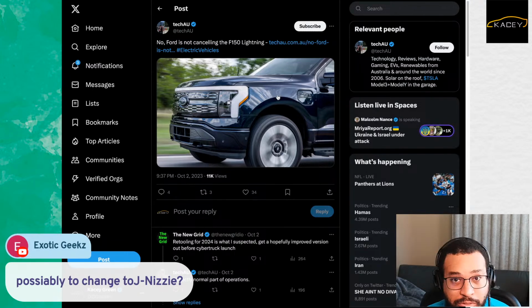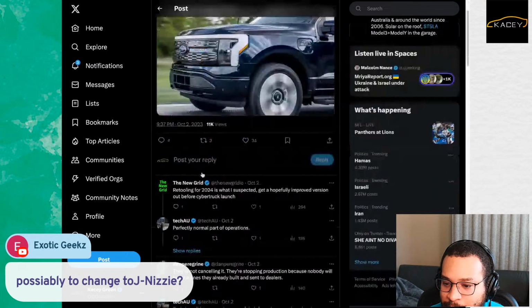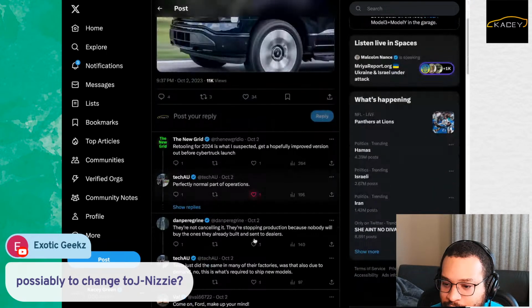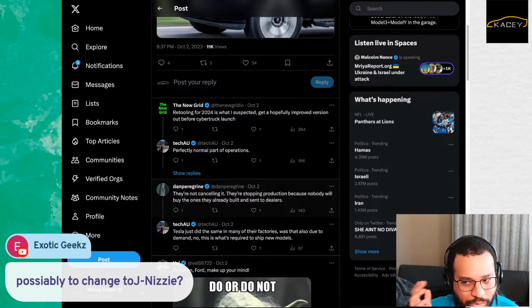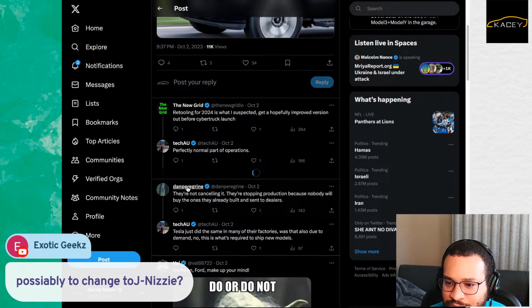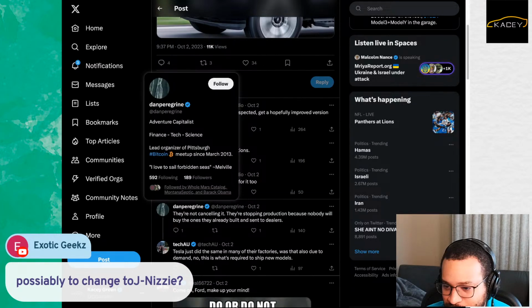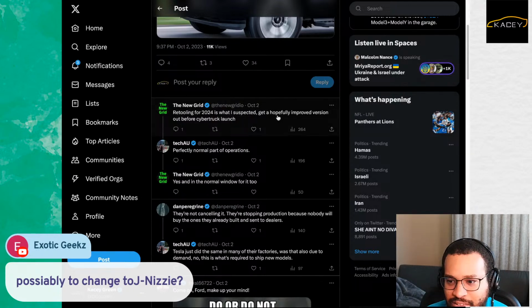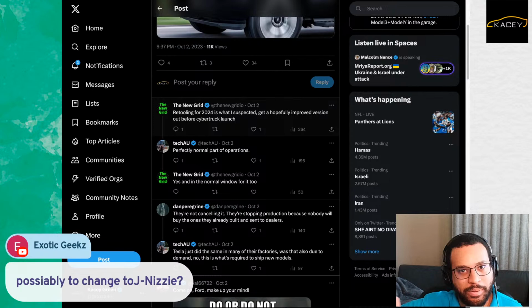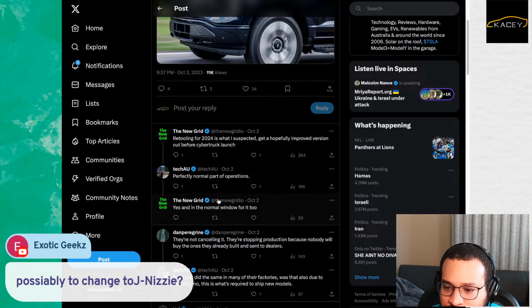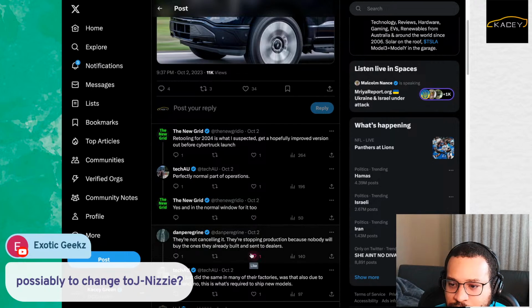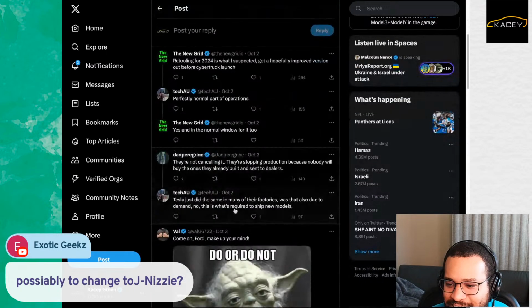We saw that the black edition does not include the fake charge port door or chrome. Perfectly normal part of operations. Yeah, but again, when going to the next model year, they don't usually just cancel your orders. They ease you in somehow. I mean, as a dealer, your orders do get canceled, but as a customer, especially with the situation with the GM EVs and the Ford EVs, where it just names on the units, they will give you a path to get the name on the next one. Yes, and the normal window for it too. Yes, but again, the cancellation is the weird part.